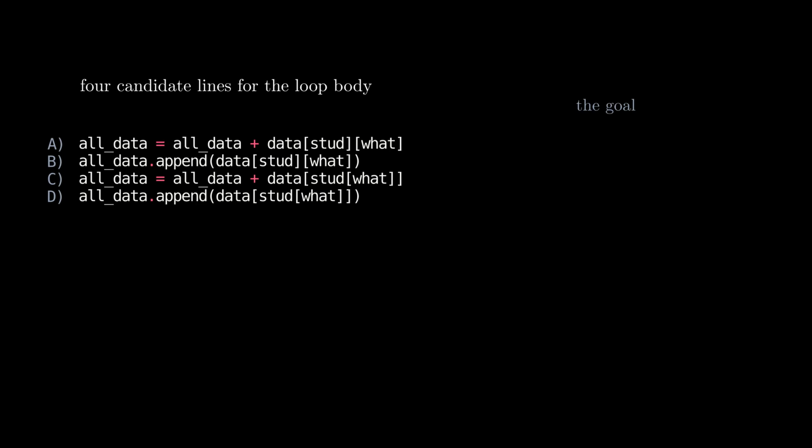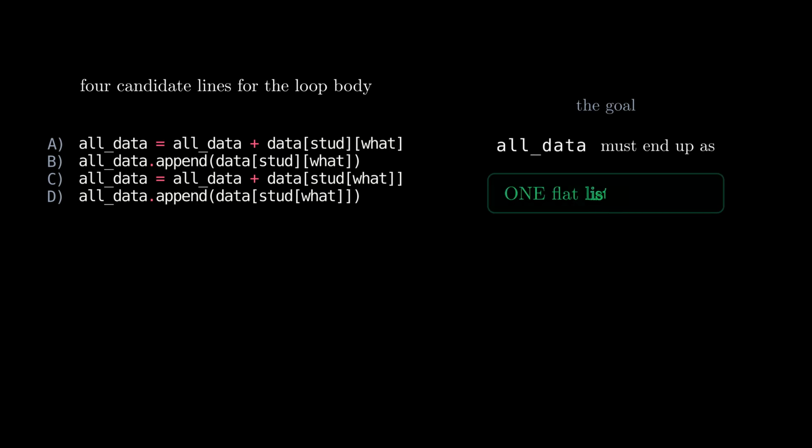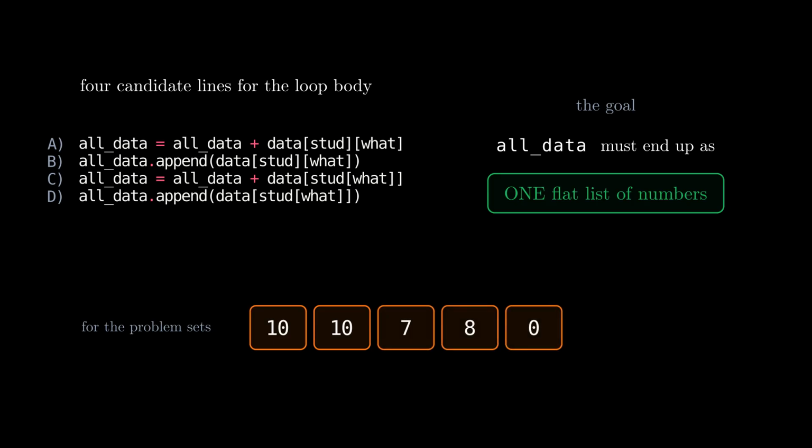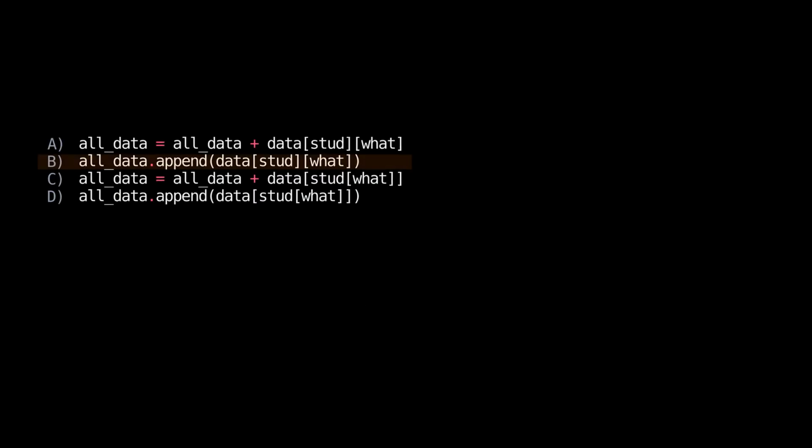The whole trick turns on what each version actually produces. We need all_data to end up as one flat list of numbers. For the problem sets: 10, 10, 7, 8, 0, because only a flat list of numbers can be summed. Start with the tempting one, Option B, append. Ask what data indexed by start then by what really is.